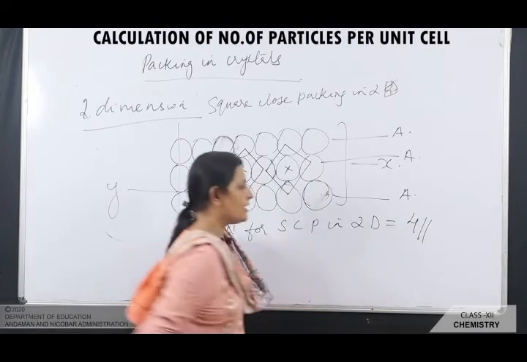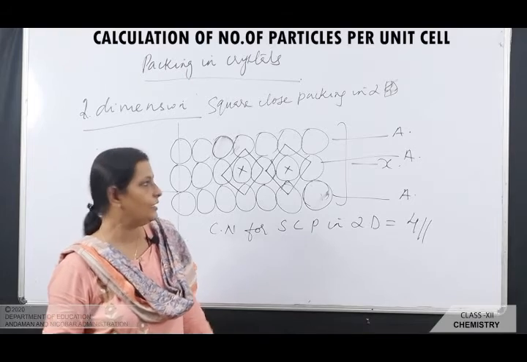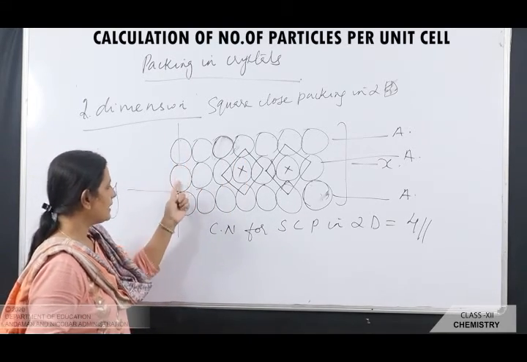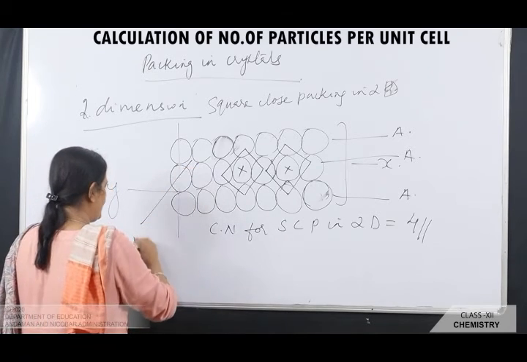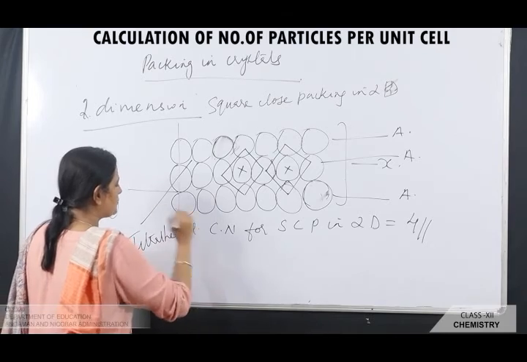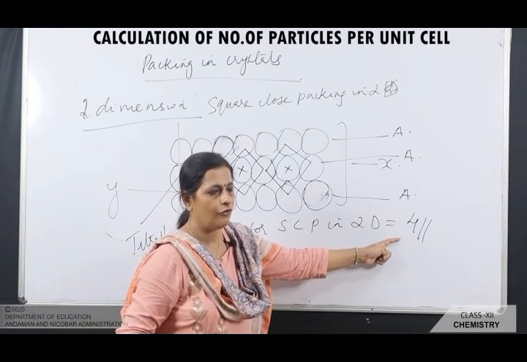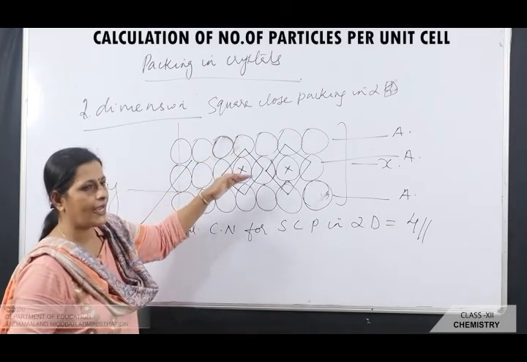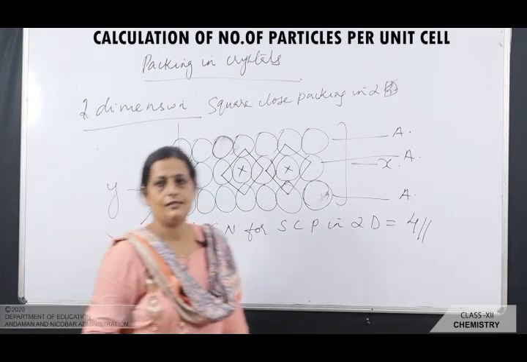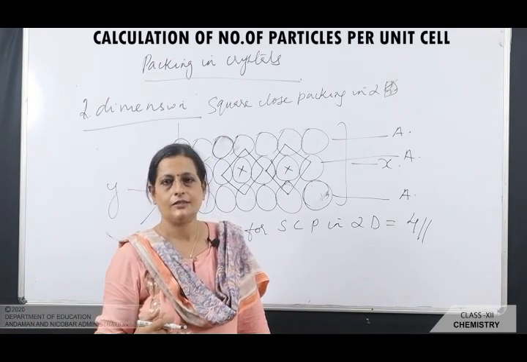4. That is, each sphere is in contact with 4 other spheres. And you see the type of void you are getting here. 4 spheres are touching. So the void is also what type? Tetrahedral. So is it clear? So in case of square close packing in 2 dimension, the coordination number is 4. That is, each sphere is in contact with 4 other spheres. So in the next class, we will discuss hexagonal close packing in 2 dimension.